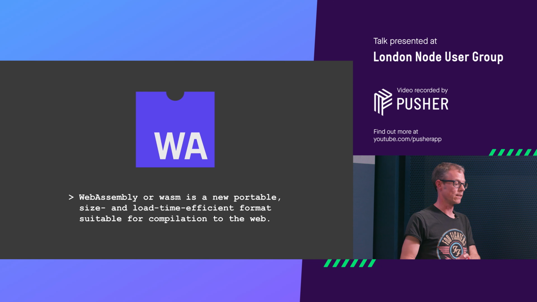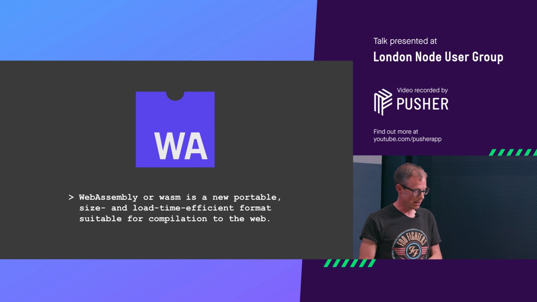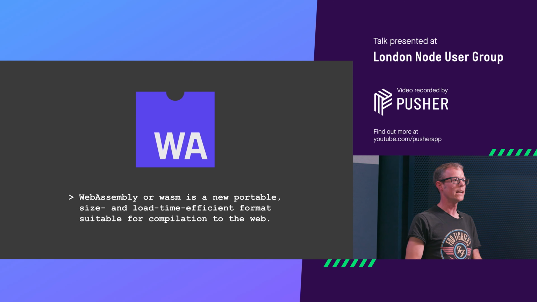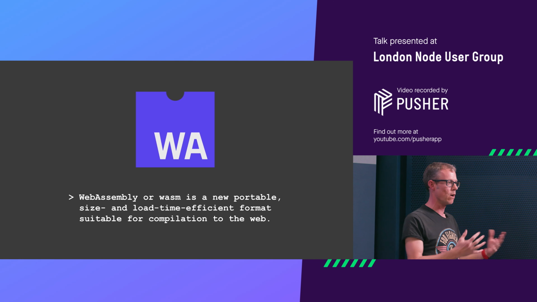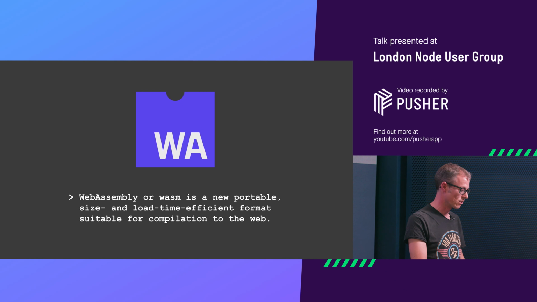Suitable for compilation. Now again, the JavaScript you write is almost certainly compiled in some way when you deliver it to the web. It doesn't matter whether you're using Babel to go from one flavor of JavaScript to another, or TypeScript, or potentially using a different language compiling to JavaScript. We pretty much, all of us here, are compiling JavaScript at the moment.